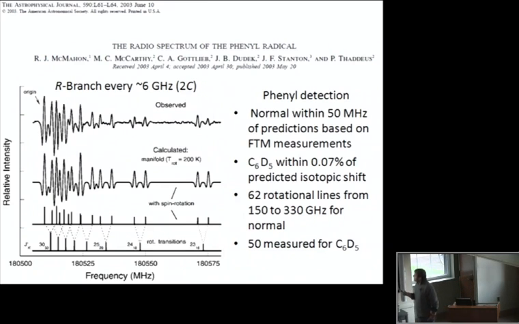Now, the phenyl detection at high frequency in the millimeter wave: the normal was detected within 50 megahertz of the predictions that I mentioned for the rotational constants that were based on the FTM measurements. The deuterated was located within 0.07% of the predicted isotopic shift. In all, 62 rotational lines between 150 and 330 gigahertz were found for the normal, and 50 were measured for the fully deuterated.